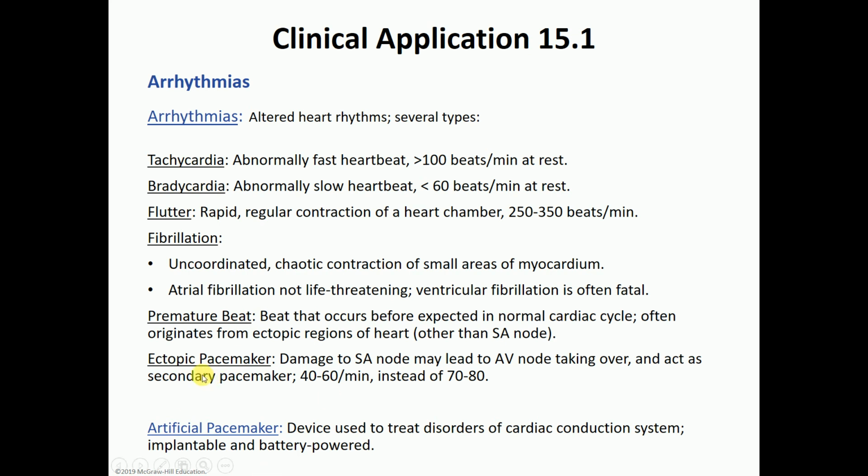An ectopic pacemaker: we do have these secondary pacemakers. So we know that the pacemaker of the heart is the SA node, but if it's damaged, the AV node can take over. Your SA node usually sends out impulses at a rate of about 60 to 80 impulses per minute. The AV node is much slower, so it sends impulses about 40 to 60 beats per minute, but it's a lot better than nothing. So damage to the SA node can lead to the AV node taking over, and that is known as a secondary pacemaker.